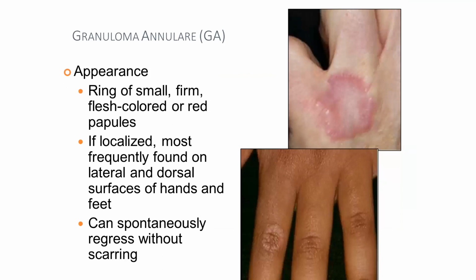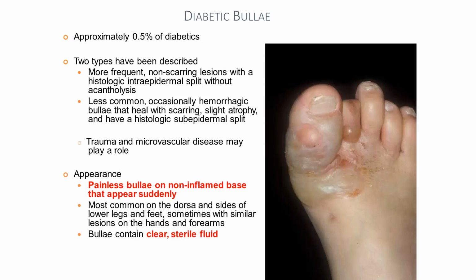Granuloma annulare. Appearance: ring of small firm flesh-colored or red papules. If localized, most frequently found on the lateral and dorsal surfaces of hands and feet, can spontaneously regress without scarring. Then the diabetic bullae. Approximately 0.5% of diabetics develop the bullae.